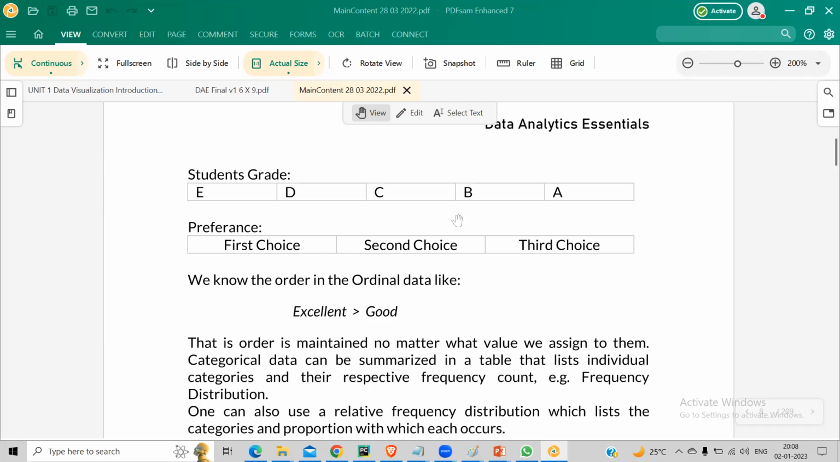Okay, so we'll stop here with our data types. Any questions before we end?